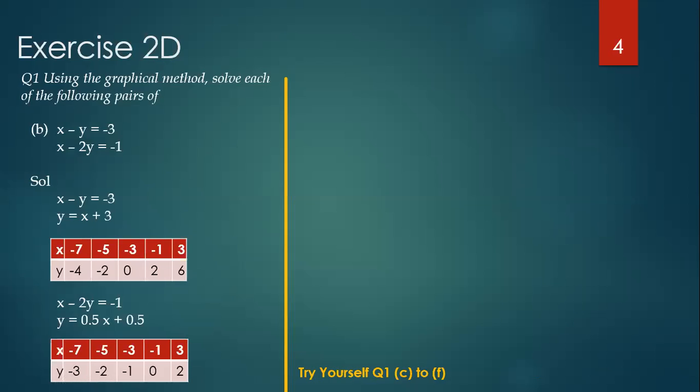x minus y equals 3 and x minus 2y equals 1. Solve the first equation, x minus y equals -3. Take minus y to the other side and bring -3 to this side, so that you will get the equation y equals x plus 3. Now you can see there are various values of x here: -7, -5, -3, -1, 3.